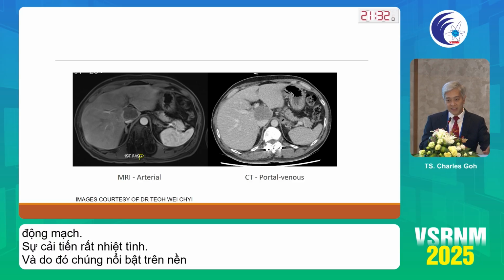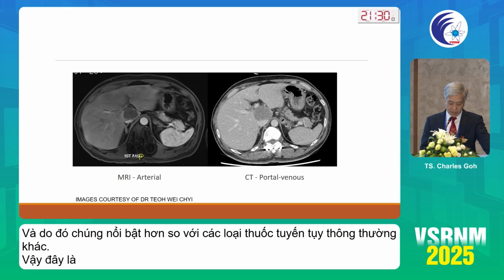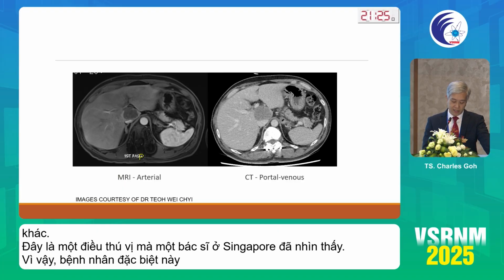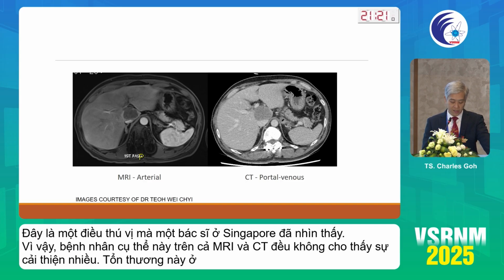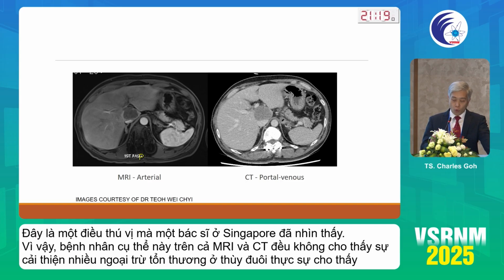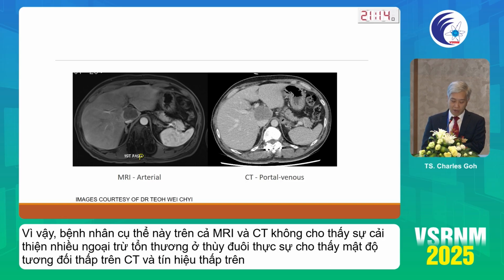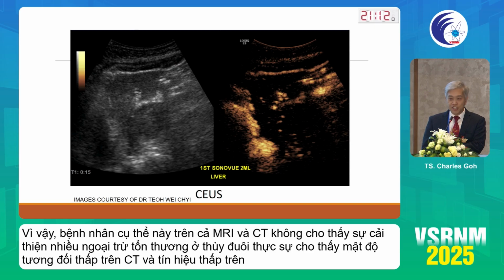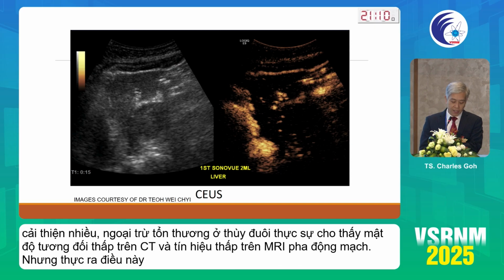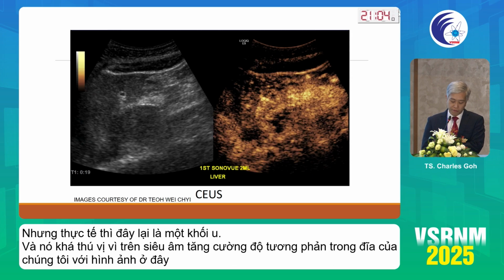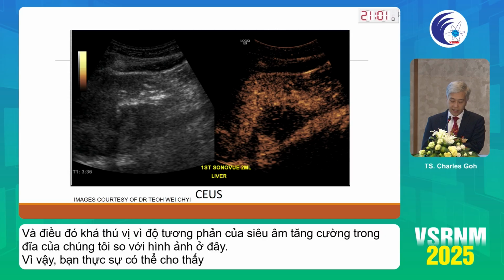So this is an interesting case that was shared with me by Dr. Teo Wei Chi from Singapore. This particular patient on both MR and CT didn't show very much enhancement. In fact, this lesion in the caudate lobe actually shows relative hypodensity on the CT and low signal on the arterial phase MRI. But this actually turned out to be a neuroendocrine tumor, and it was quite interesting because on contrast-enhanced ultrasound, and I'll page through the images here, the lesion actually showed very rapid enhancement and then washout.